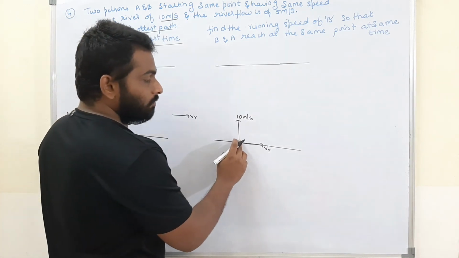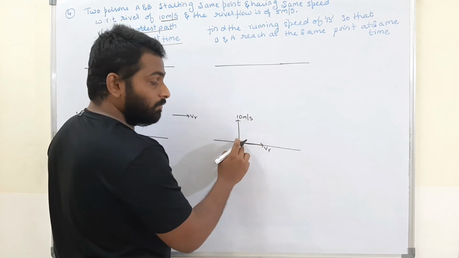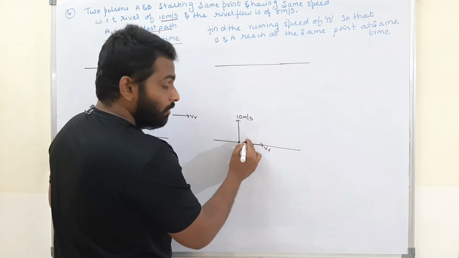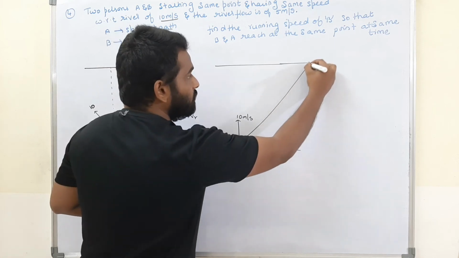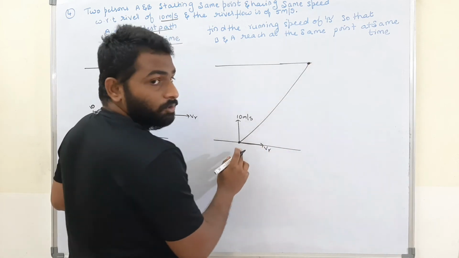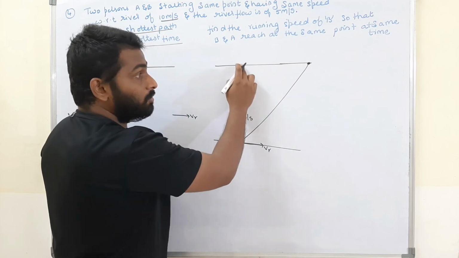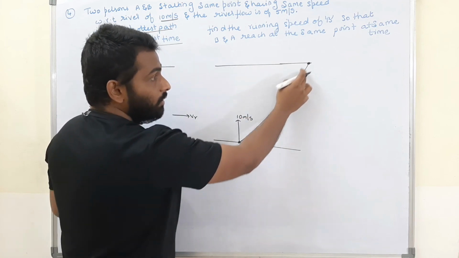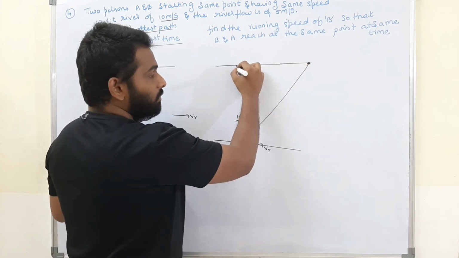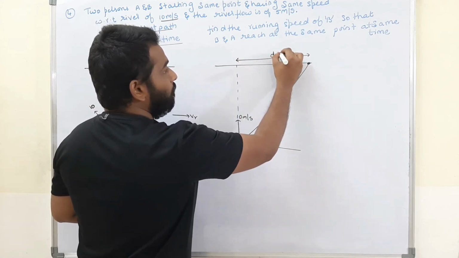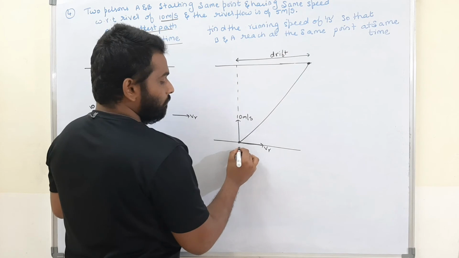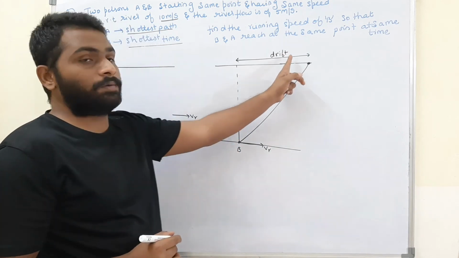Now, he is swimming with the velocity 10 meters per second, moving in the shortest time. In which direction will the resultant be? The resultant will be in this direction. That means he won't reach the opposite point. He will reach somewhere here. Now this one is nothing but the drift.